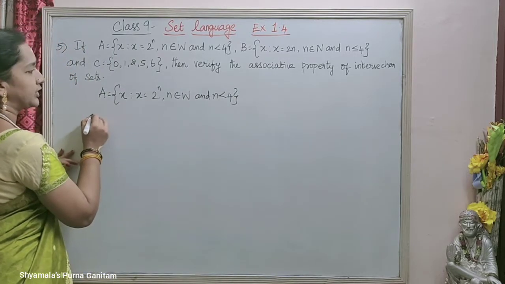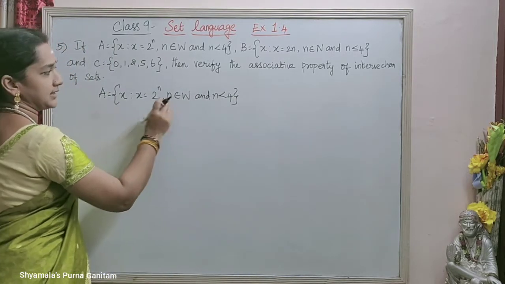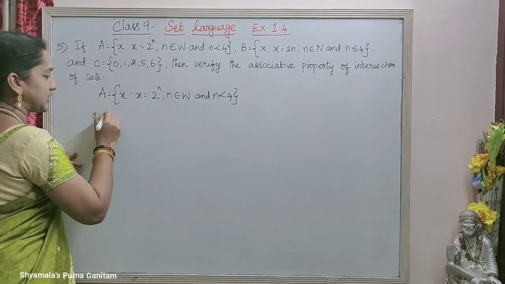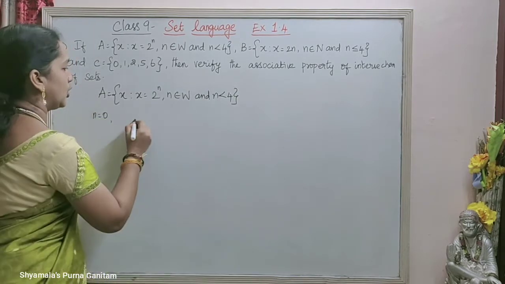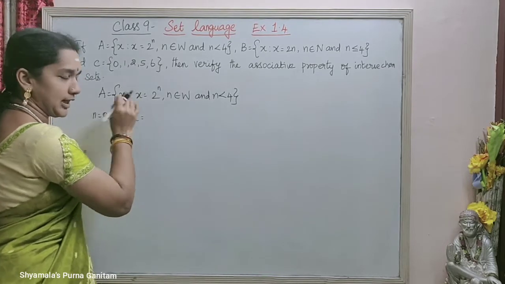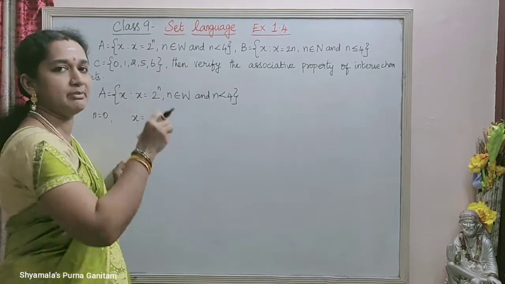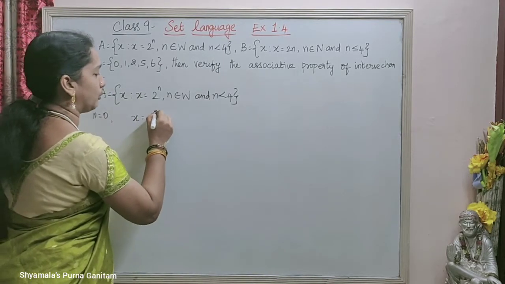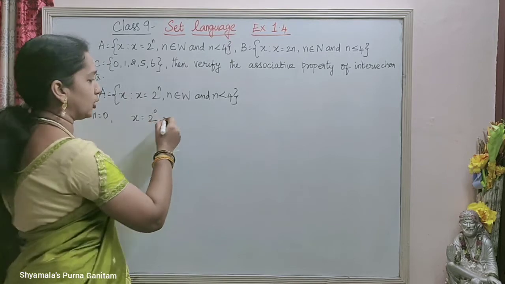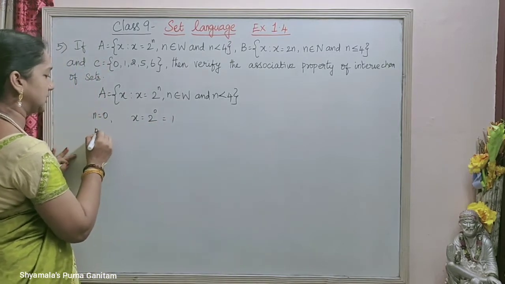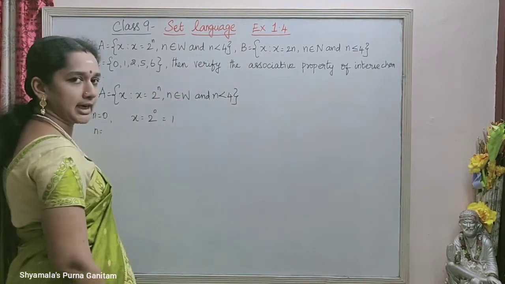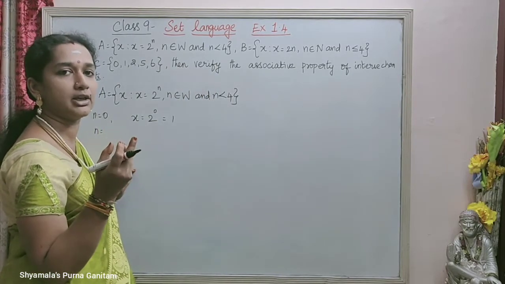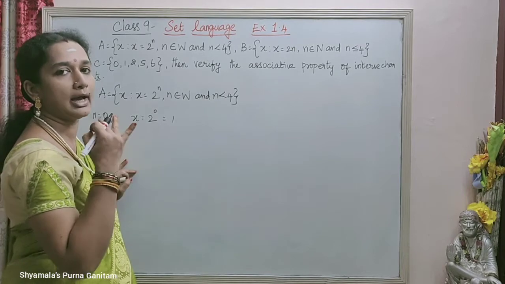So x values, n belongs to W, so we will start from 0. N is equal to 0. So we will get x values as, x are all the elements of A. So n is equal to 0, so x is equal to 2 power 0. Anything power 0 is 1. Then for n also one condition is given, that is less than 4. So we will take only n values as 0, 1, 2 and 3.